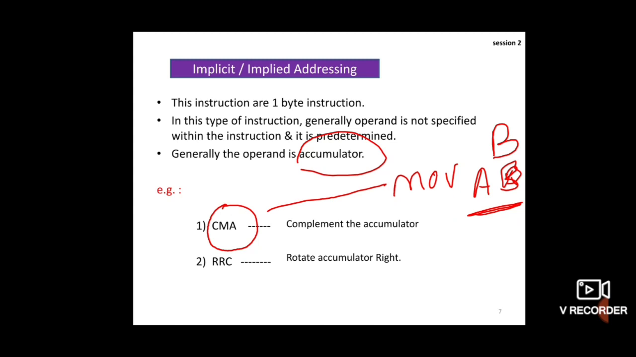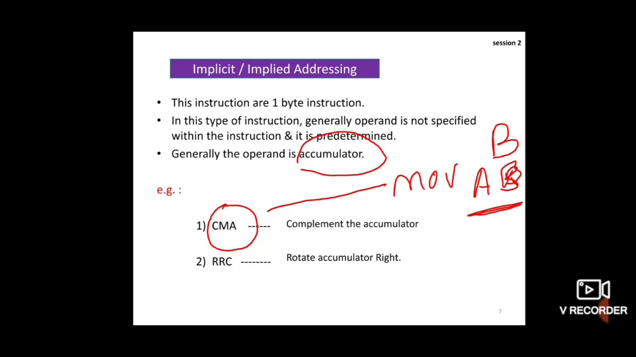Understood, student? Different types of addressing mode. See once again in short. There are 5 addressing modes: direct addressing mode, register addressing mode, immediate addressing mode, register indirect addressing mode, and implicit addressing mode. In direct addressing mode, the address is given directly, meaning the instruction in which an address is specified is called direct addressing mode. In register addressing mode, the instruction in which only registers are specified is called register addressing mode. Direct, for example, STA 7000. Register means MOV A, B.